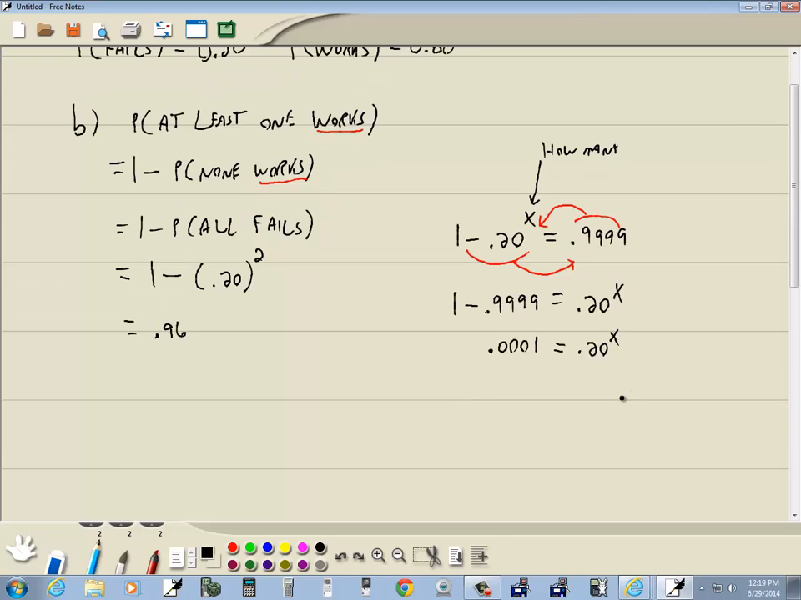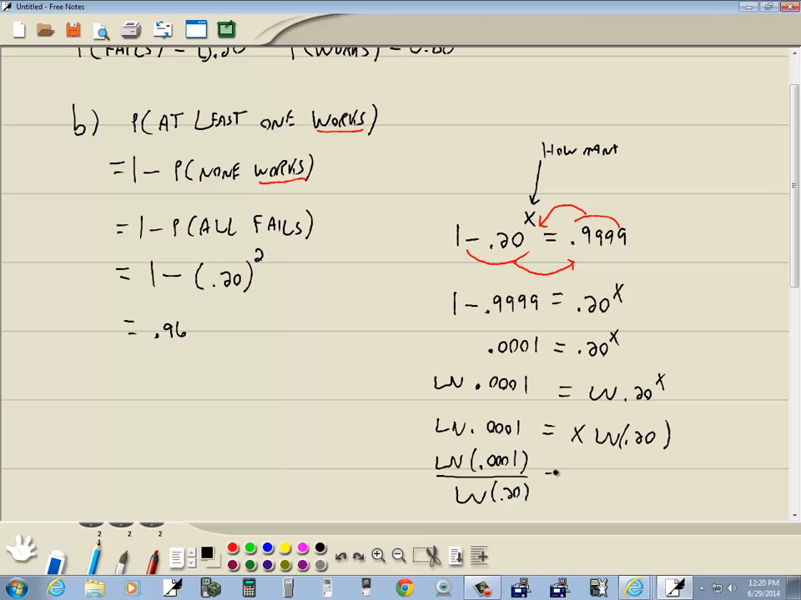Now our next step is to take natural log of both sides. Natural log of 0.0001 equals natural log of 0.20 to the x. Our third step in solving an exponential equation is to use properties of logs to get the variable out of the exponent. So we'll take the x and put it out in front. Now try and get x by itself, so we divide both sides by this. So we're going to have natural log of 0.0001 divided by natural log of 0.20.